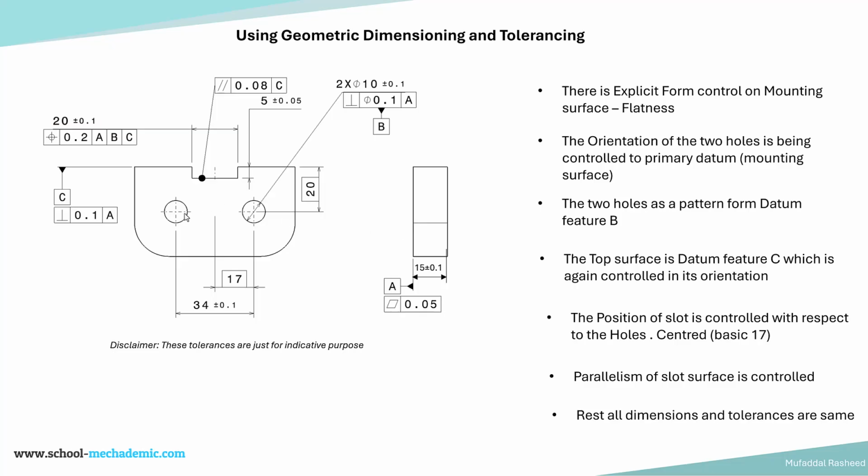That means the two holes should be perpendicular to the mounting surface. So this is controlling the perpendicularity. The issue of orientation is being resolved over here. That should be within a cylindrical tolerance zone of 0.1.